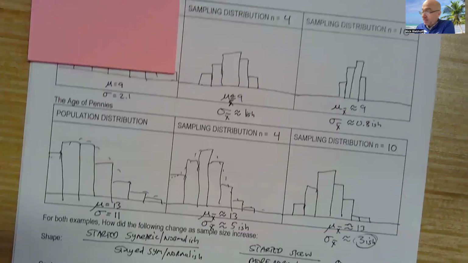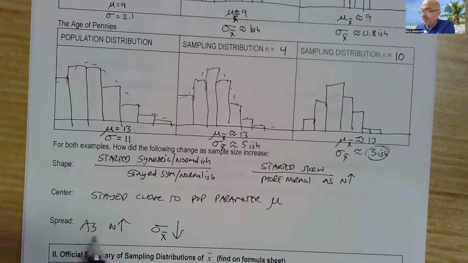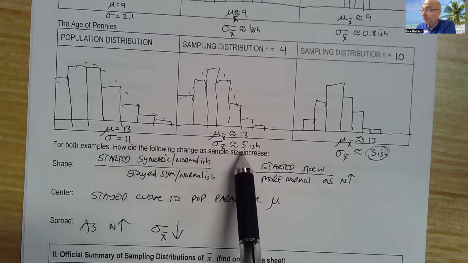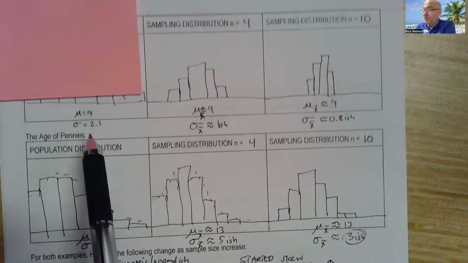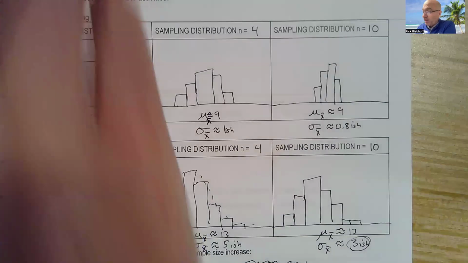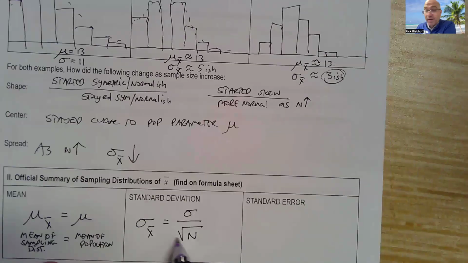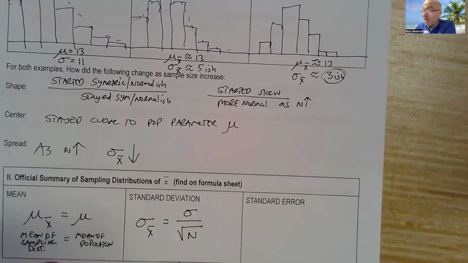As our sample size increases, the spread, the standard deviation of our sampling distribution, goes down. We saw that, right? From 11 to 5 to 3, from 2.1 to 1-ish to below 1-ish. We saw that it goes down, and this is mathematically how it goes down. It goes down by the square root of n, kind of like proportions did in a way.